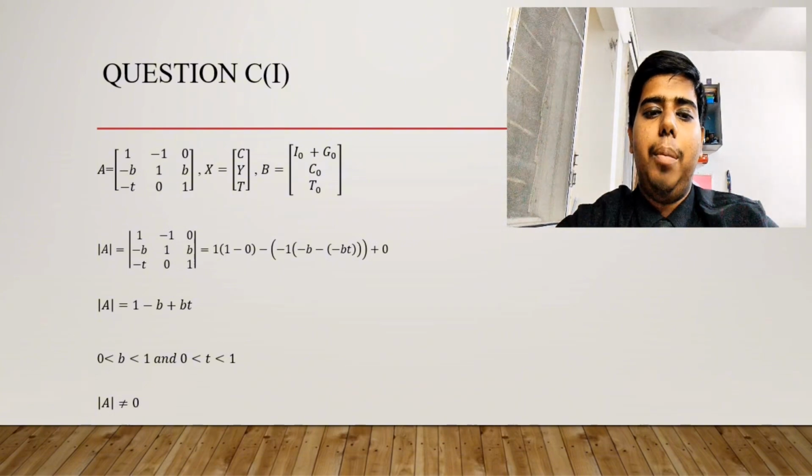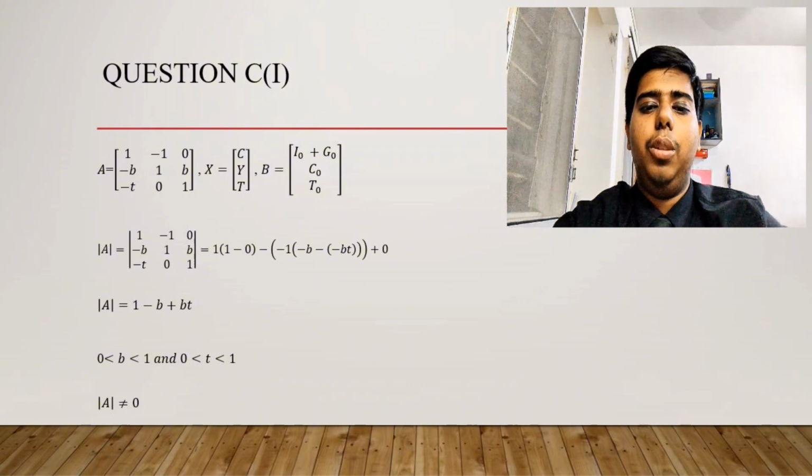Given that B and T are between 0 and 1, the determinant is positive and not 0. Therefore, determinant A is not equal to 0, meaning the matrix is invertible and the system has a unique solution.